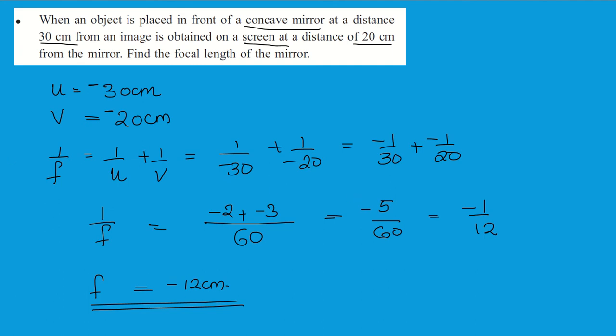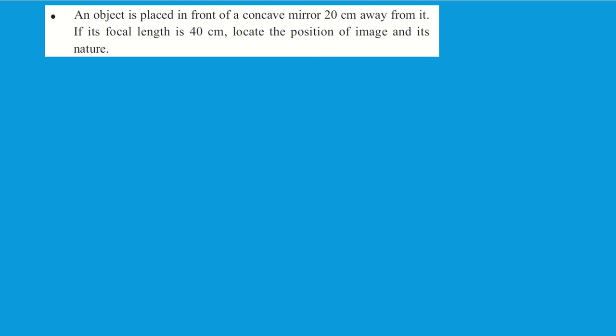Okay. Now let's move on to the next question. An object is placed in front of a concave mirror 20 centimeter away from it. So object is placed in front of a concave mirror 20 centimeter away from it. That means object distance is minus 20 centimeter. If its focal length is 40 centimeters, it's a concave mirror, right? Concave mirror. Focal length is 40. For concave mirror, focal length is minus 40. Okay, it's a negative sign. So minus 40 centimeter. Locate the position of image and its nature.